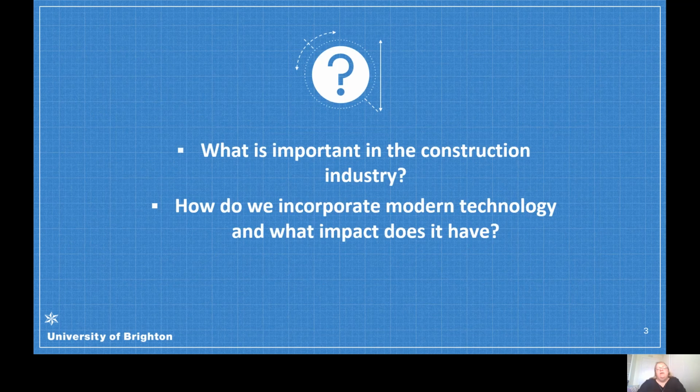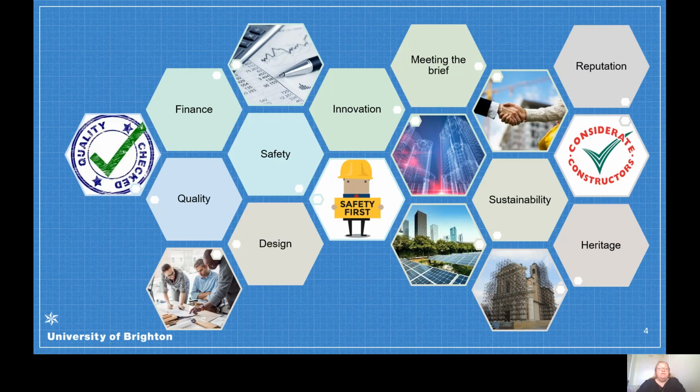So we start off by thinking about what the construction industry is, what's important to the construction industry, and then moving on to how can we improve it through the use of technology and what impact does technology have. So if we think first about the kind of things that are important within the construction industry, there are a whole host of things that we have to consider when we're planning or designing projects. But these are just a few to give you a bit of an overview.